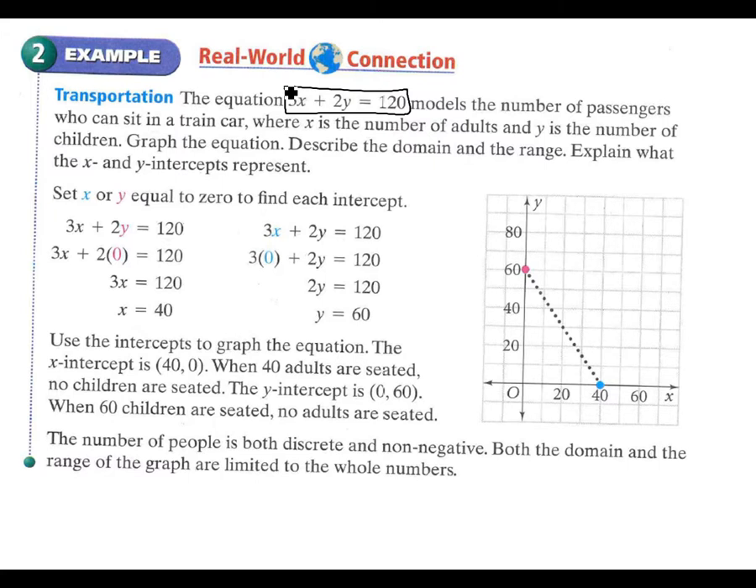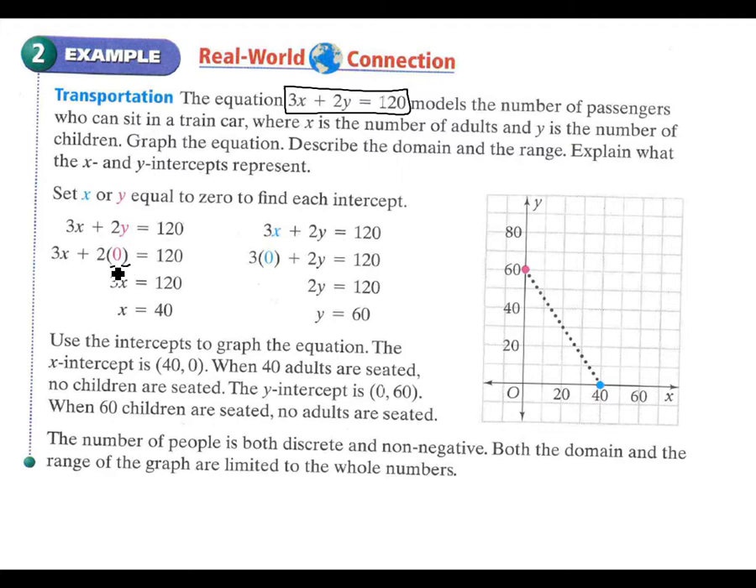Right? X is the number of adults. Y is the kids. Let's graph the equation. All right, so it's nice to graph equations using intercepts because that's going to give us 2 points and we can connect them. So right here, these are the steps for doing that.